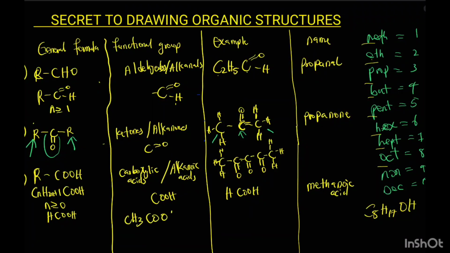CH3, that's an R. Then we'll put the functional group. Sorry, I made a mistake. I should have written it here. CH3COOH is going to be ethanoic acid. Right? Ethanoic acid. Why? Because it has 2 carbons. This carbon and this carbon. Okay. So the next one that we're going to be dealing with, number 10.